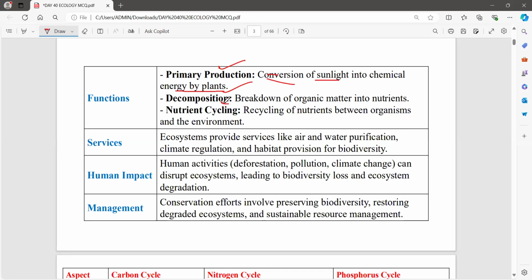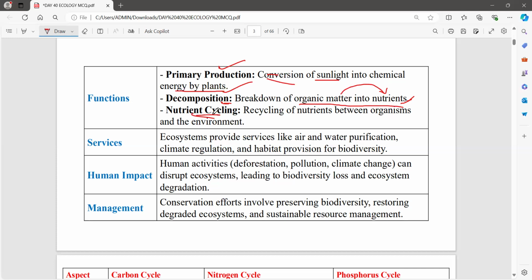And decomposition is the breakdown of organic matter into nutrients. This organic matter will be broken down into smaller particles and converted into nutrients, and these nutrients will be taken up by other organisms.